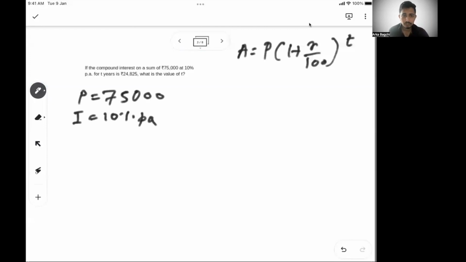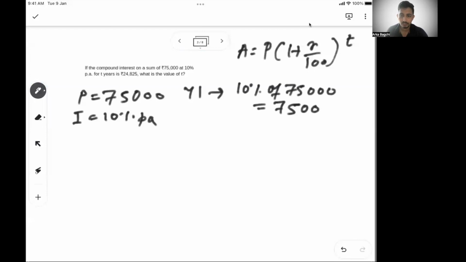This is the total compound interest: 24,825. Okay. Then in year 1, my interest is 10% of 75,000, which is 7,500. Total interest for year 1 is 7,500, right? In year 2, what will be the interest? In year 2, you will get interest for this principal plus this interest, right?